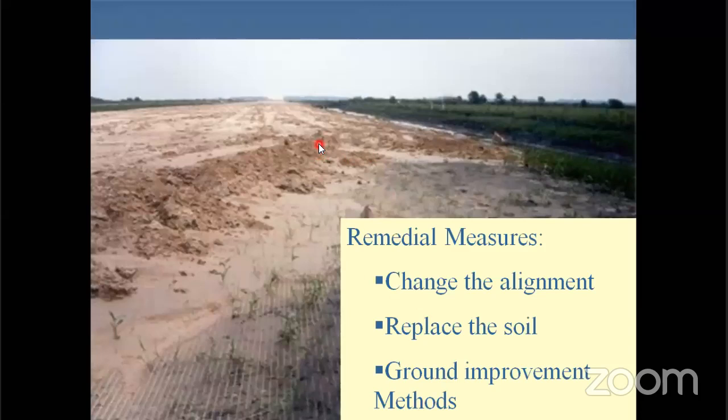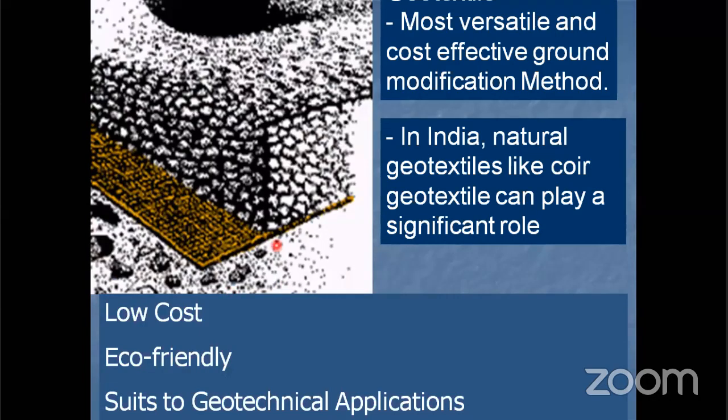So what are the remedial measures we will think of? The first one is we have to change the alignment. The second option is we can replace the soil. And the third one is the ground improvement methods. Now we'll discuss more about the third possibility, which is the ground improvement method. And when you think of the ground improvement method, the most versatile and cost-effective method is the use of geotextile. In India, natural geotextiles like coir geotextile can play a significant role because it is of low cost, eco-friendly, and suits geotechnical applications.